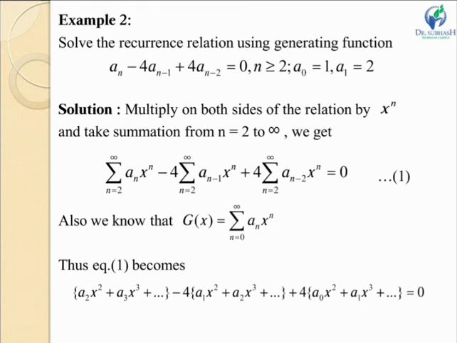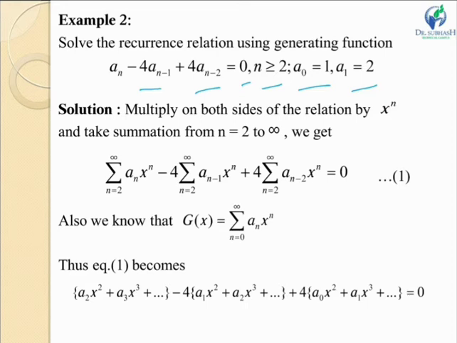Now next example, example 2. Solve the recurrence relation using the generating function: a_n minus 4a_(n minus 1) plus 4a_(n minus 2) equal to 0. Here n is greater than or equal to 2 and the values of a0 and a1 are given to us.